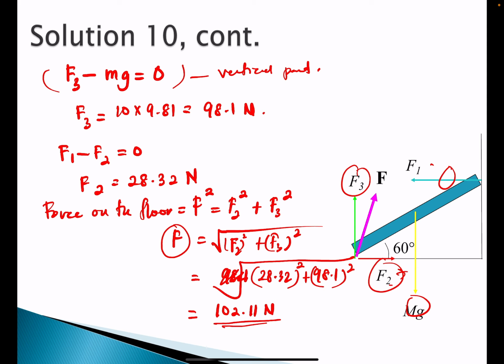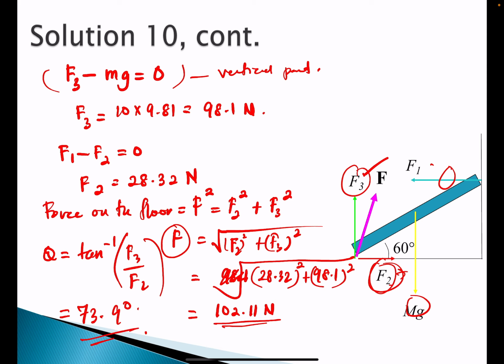You can calculate theta as well using tangent inverse of the y component divided by the x component. The y component is F3, divided by F2, which is the x component. So you will get around 73.9 degree. What about the frictional force on the floor, the F2? The frictional force is already determined, which is F2. You get 28.32.